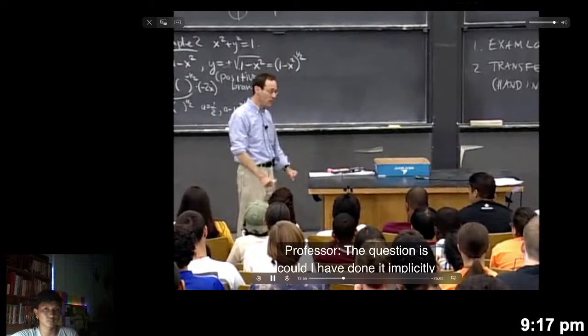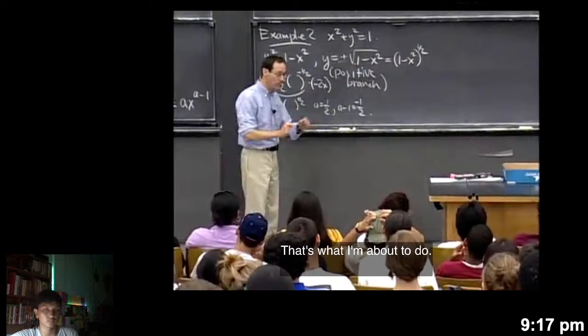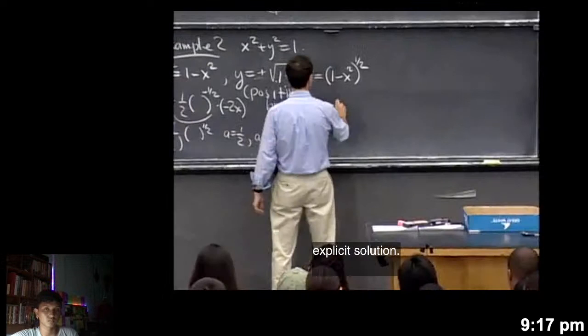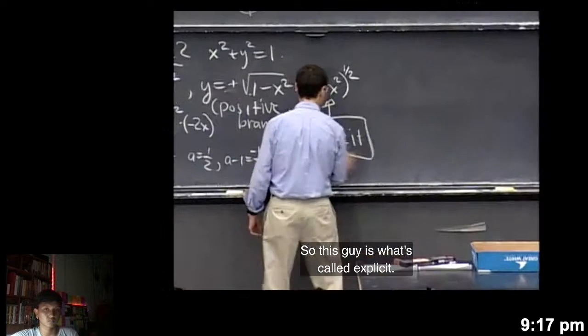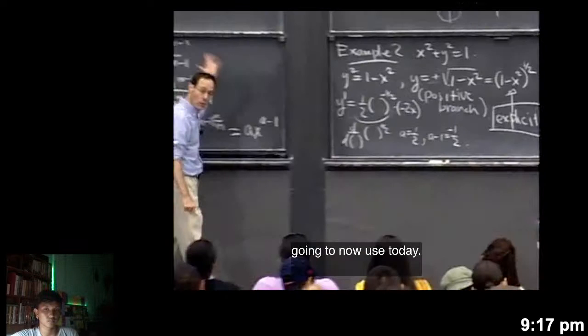Okay. So this is an illustration of what's called the explicit solution. So this guy is what's called explicit, and I want to contrast it with the method that we're going to now use today. So it involves a lot of complications. It involves the chain rule, and as we'll see, it can get messier and messier. And then there's the implicit method, which I claim is easier. All right. So let's see what happens if you do it.